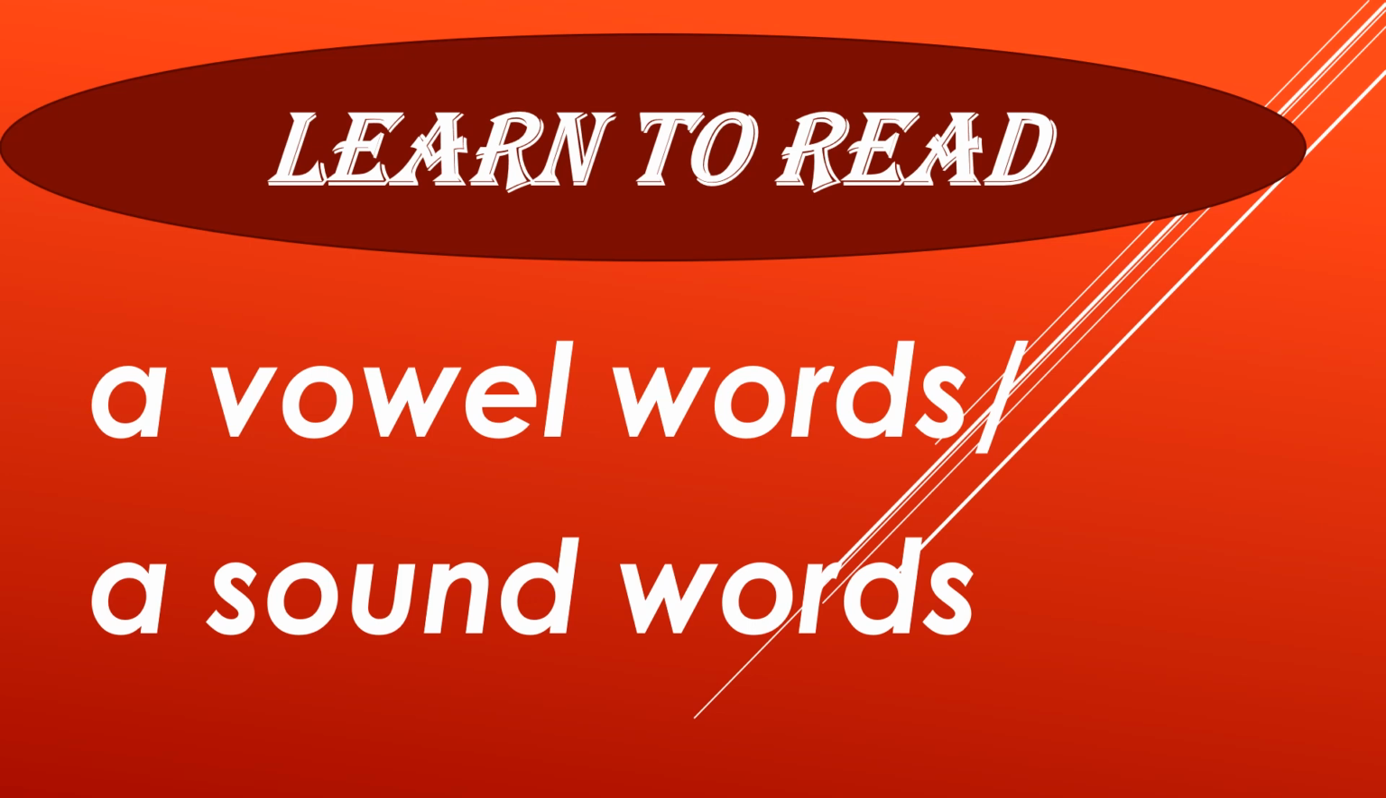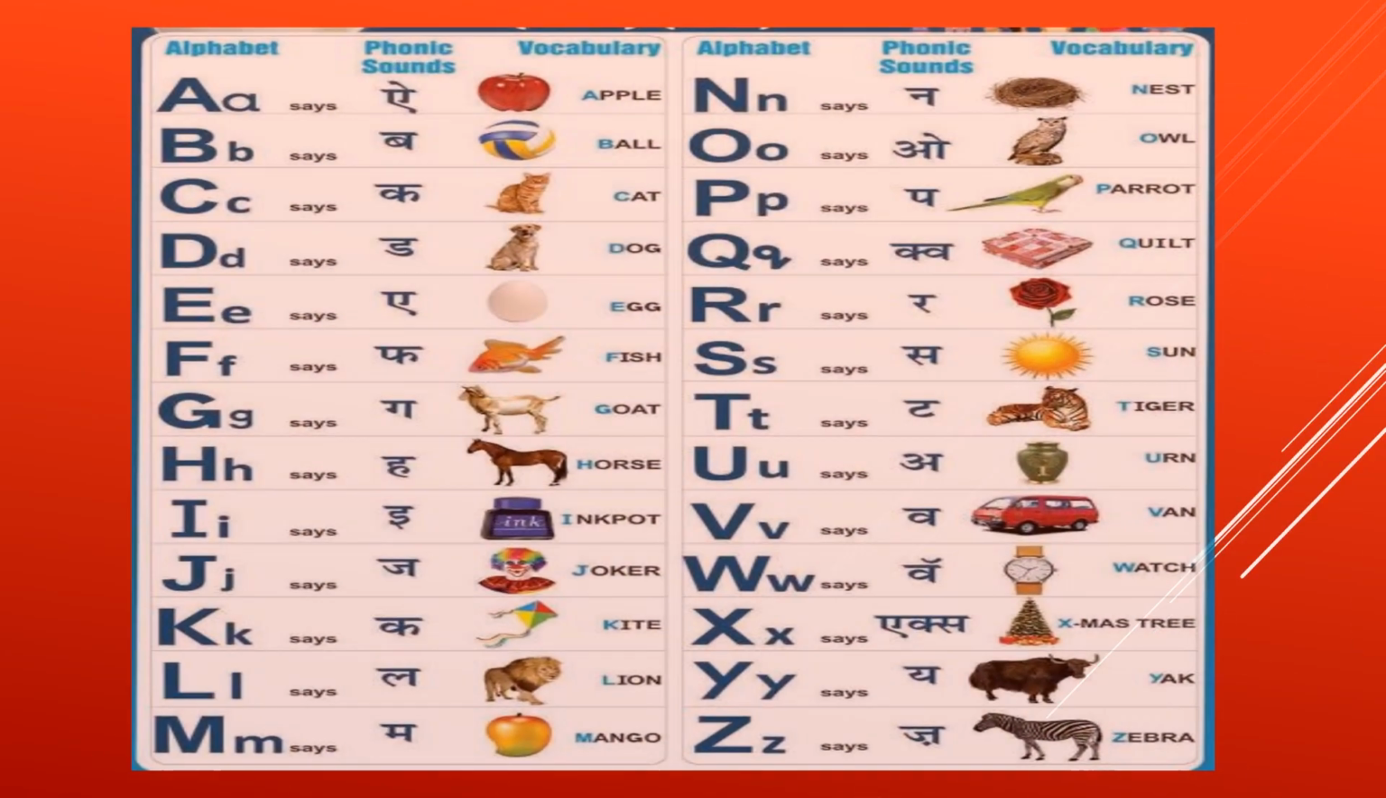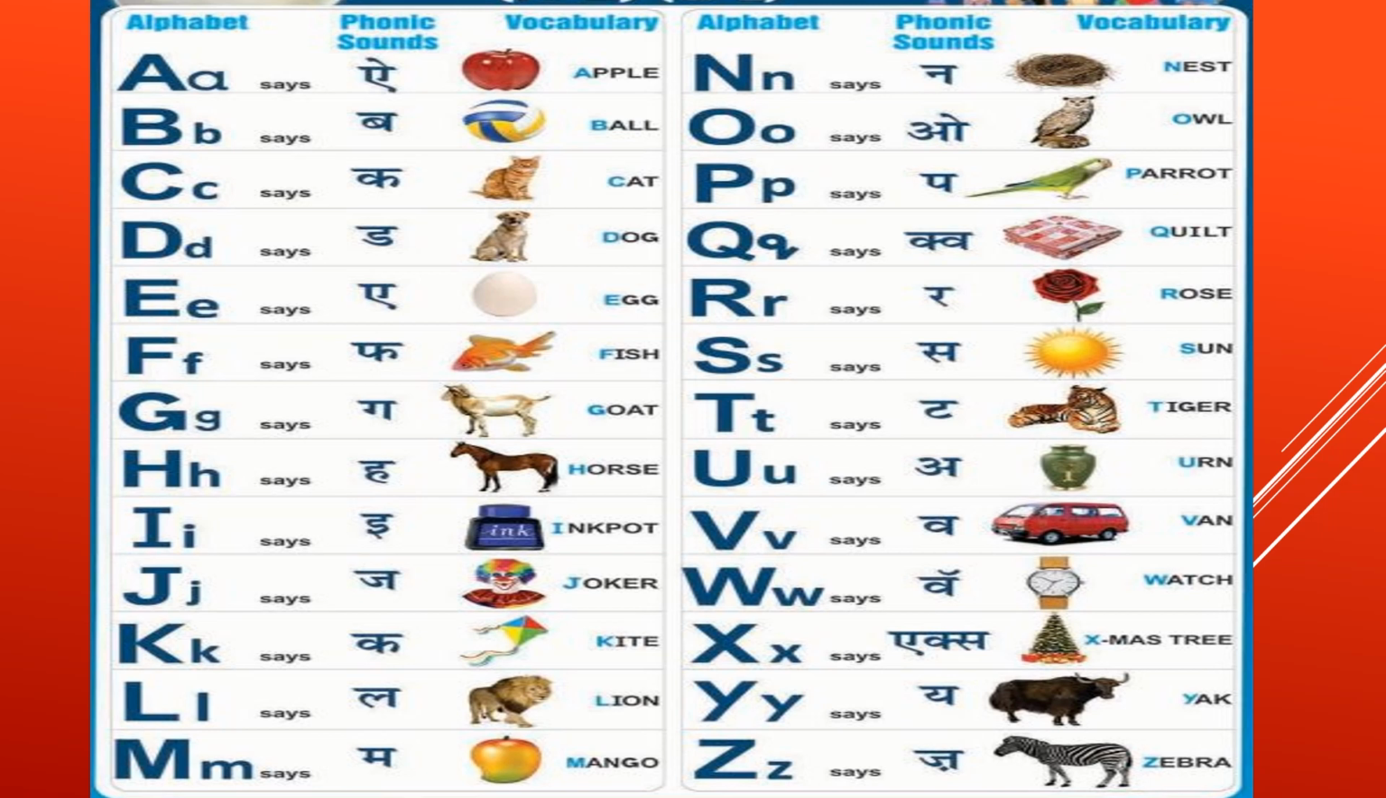Today we will learn to read A vowel words. We call them A sound words also. Before starting the words, let us all revise the phonetics so that we should know the sounds of all the letters. A, B, C, D, E, F, G, H, I, J, K, L, M, N, O, P, Q, R, S, T, U, V, W, X, Y, Z.